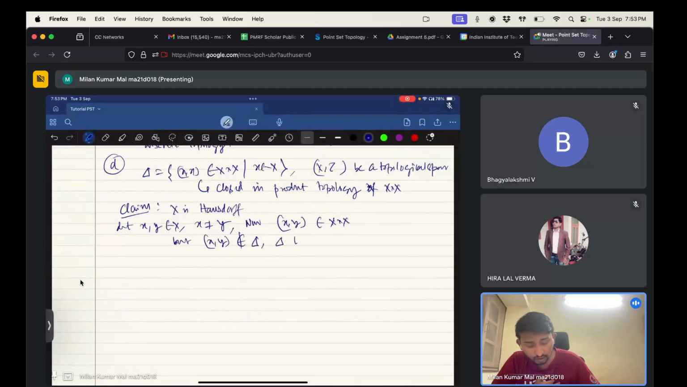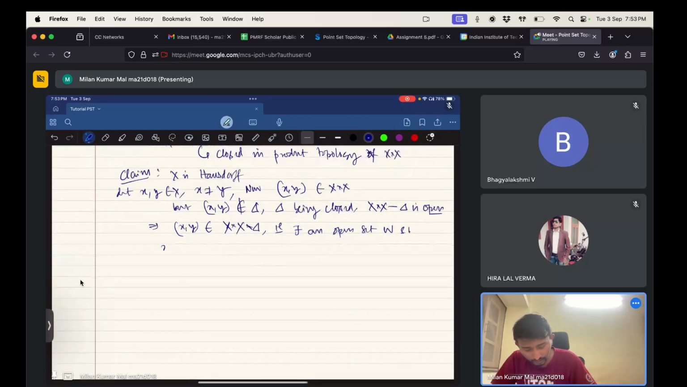Now delta being closed, this particular set X cross X minus delta is open. So that means (x, y) is sitting inside X cross X minus delta. Okay, that means there exists an open set W such that (x, y) belongs to W, which is sitting inside X cross X minus delta. That is the definition of openness of a set.